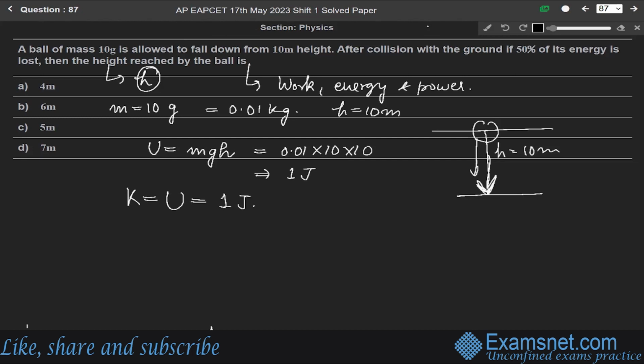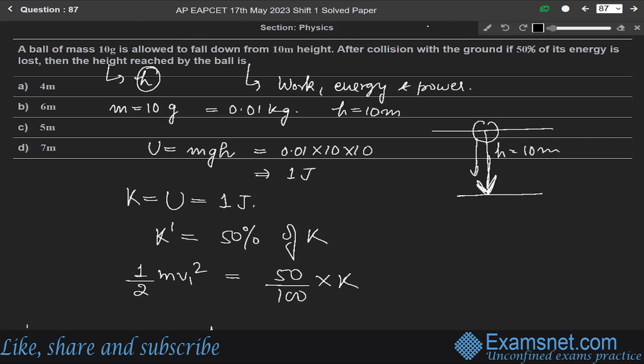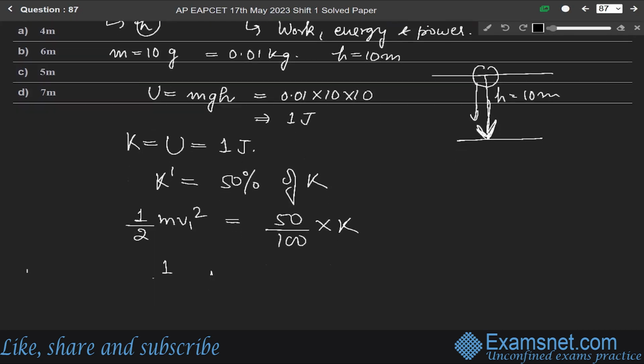So after collision, the new kinetic energy, let us say k dash, will be 50% of k. Okay. So initially it will be half m v1 square. It will be equal to 50%, means 50 by 100 of k. So half m v1 square will be equal to k by 2. It will be equal to 1 by 2 into mass is what?